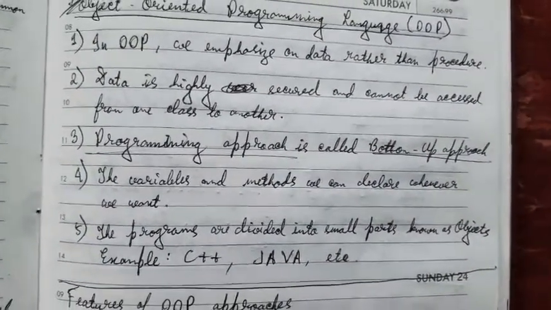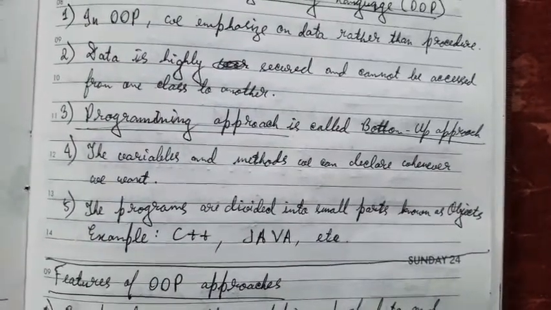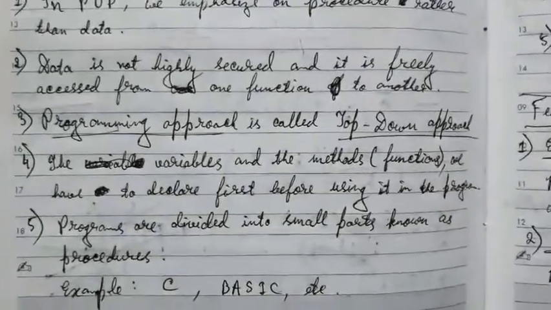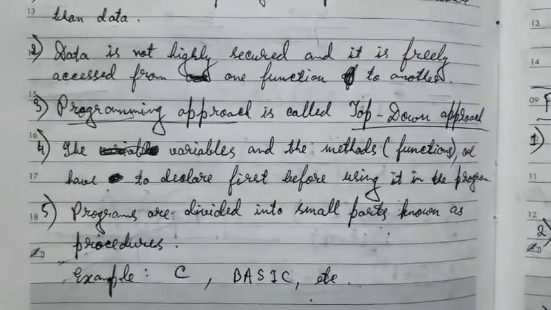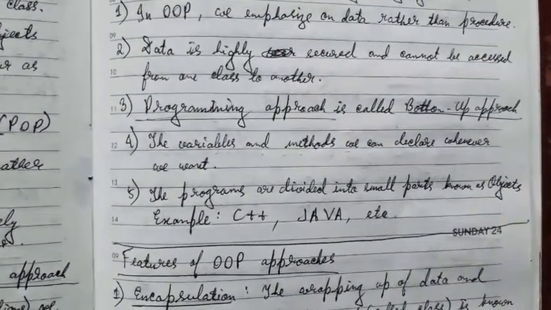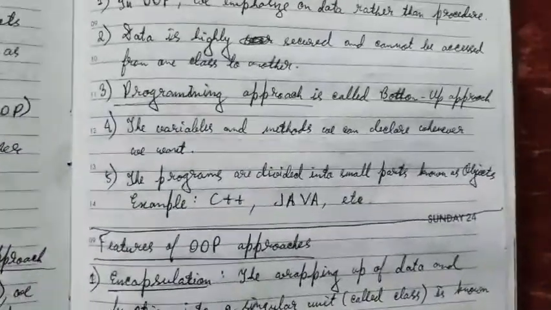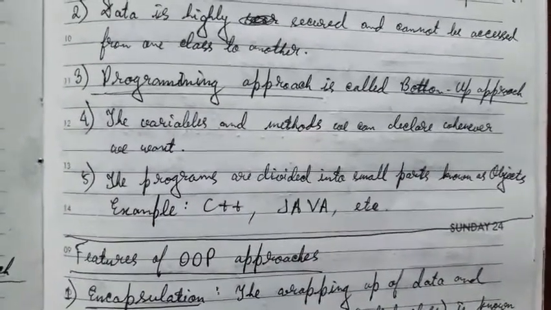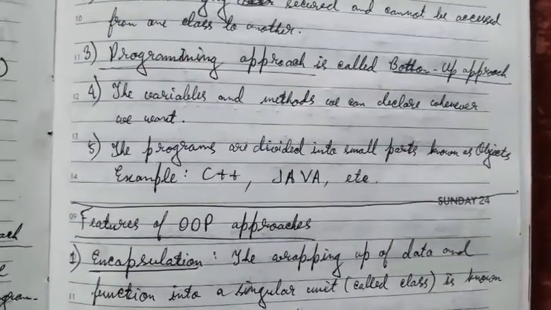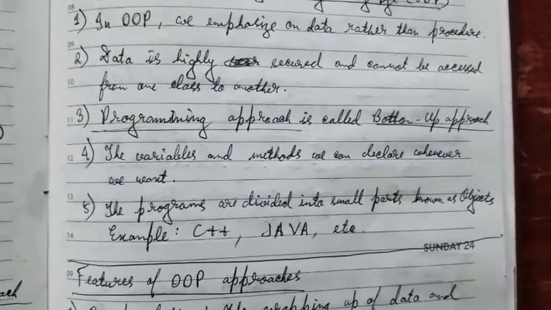Third is programming approach, which is called bottom up approach. Fourth is variables and methods we can declare whenever we want. Here we had to declare first before using it in the program, but here we can declare whenever we want. And the last is, programs are divided into small parts known as objects, here known as procedures. Simple. So the examples of it are C++ and Java. Here it was C and Basic, here it is C++ and Java.